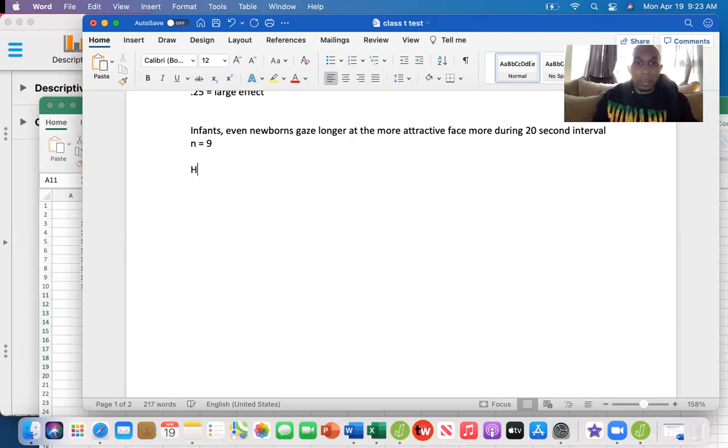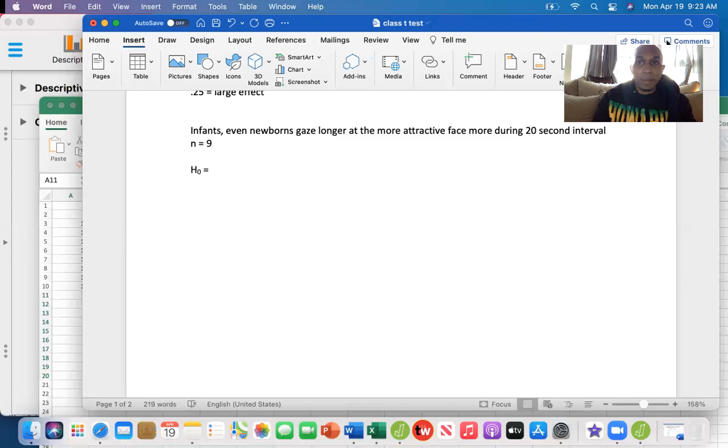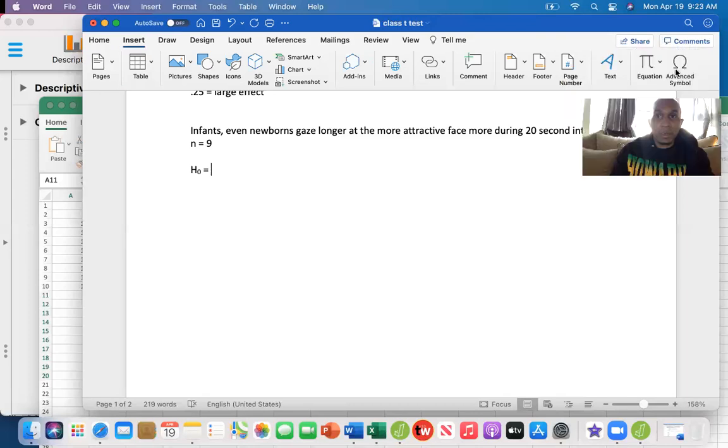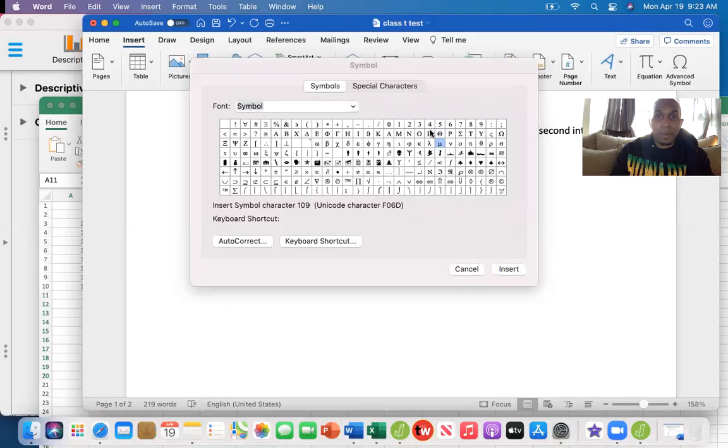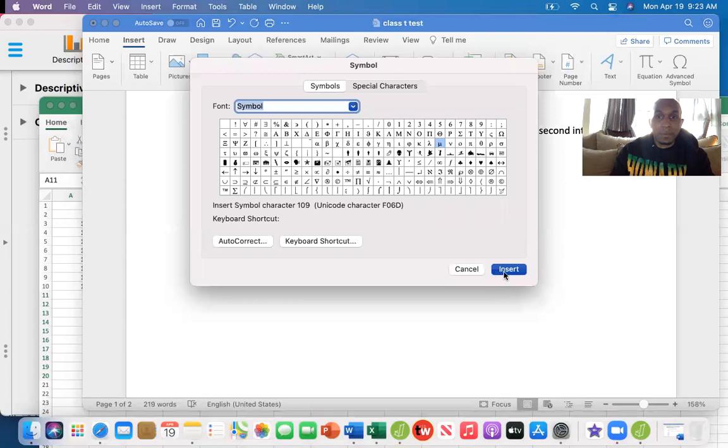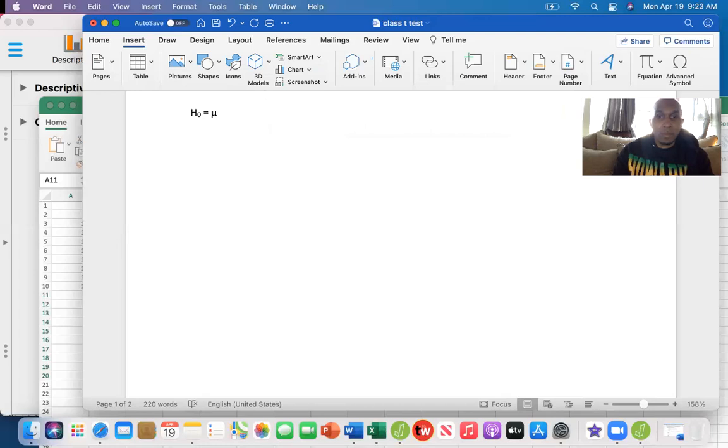Okay, so our null hypothesis. We're going to say that the population mean that this sample comes from is equal to 10. This should be a colon.